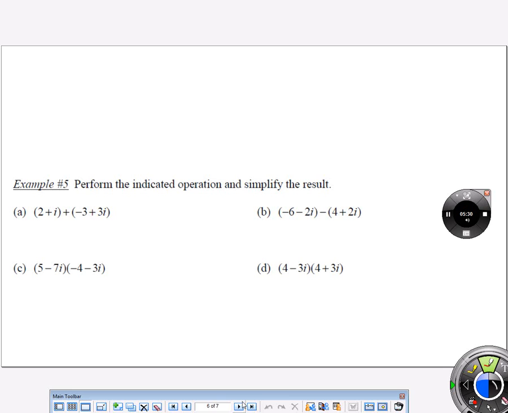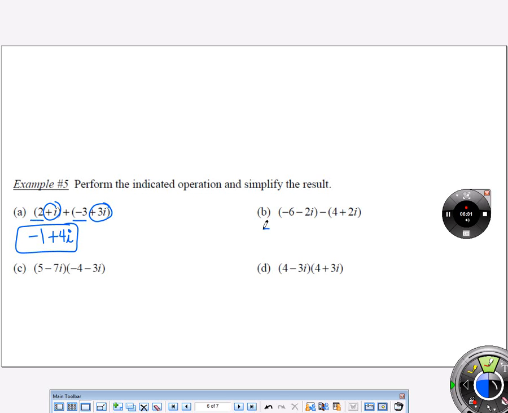So you add, subtract, and multiply these problems the same as you would do if i was a variable. Like in the first problem, part A here, 2 plus i plus -3 plus 3i. We're going to add together the real parts as like terms. So 2 plus -3 is -1. And we're going to add together the imaginary parts. So i plus 3i is 4i. So our solution here, when these are added together, we get -1 plus 4i.